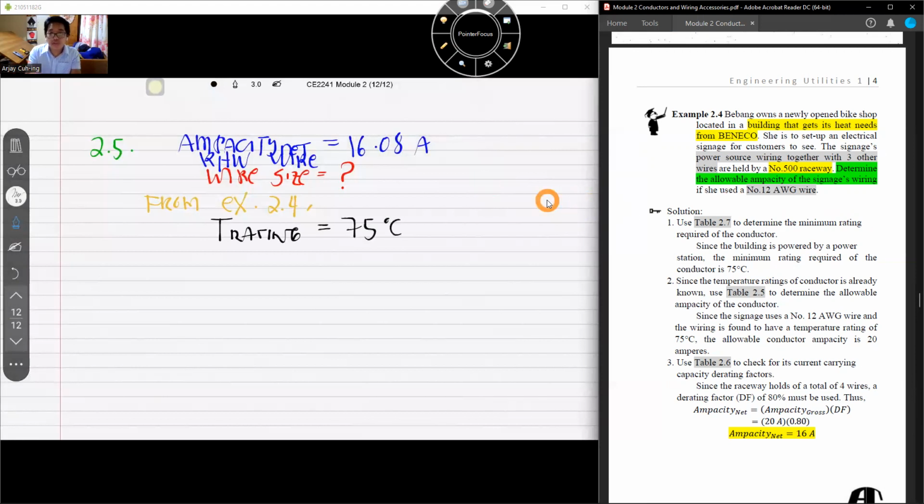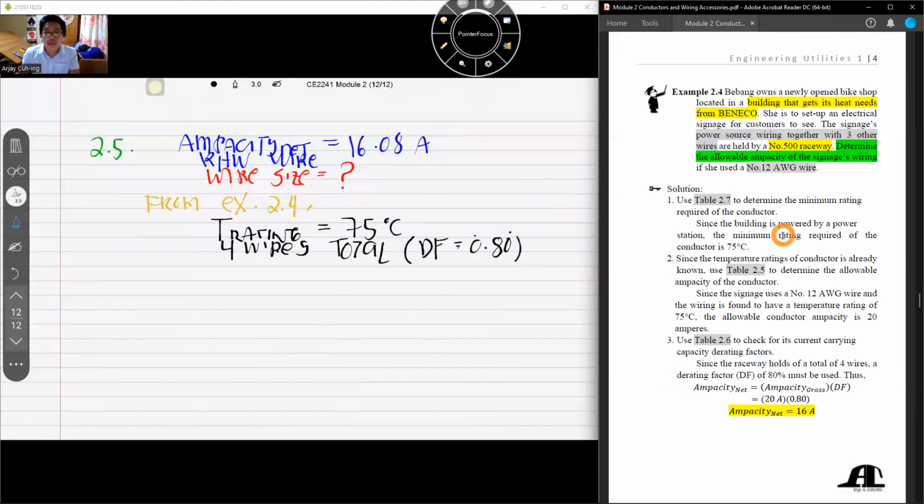Okay. Tapos yun, same. For wires total, okay. Yan. So pag 4 wires total class meaning DF, the rating factor natin is equal to 0.8. Okay. Yan lang naman kasi yung kailangan natin.